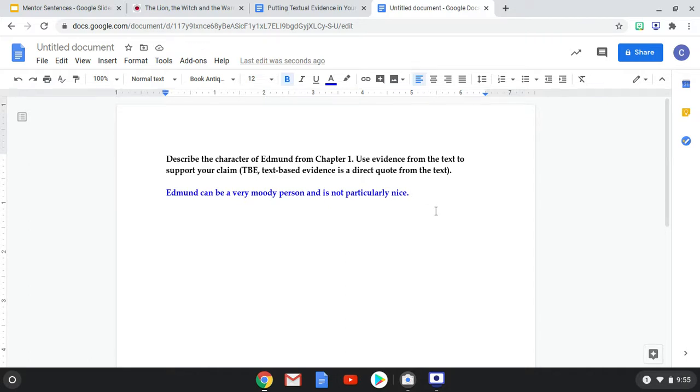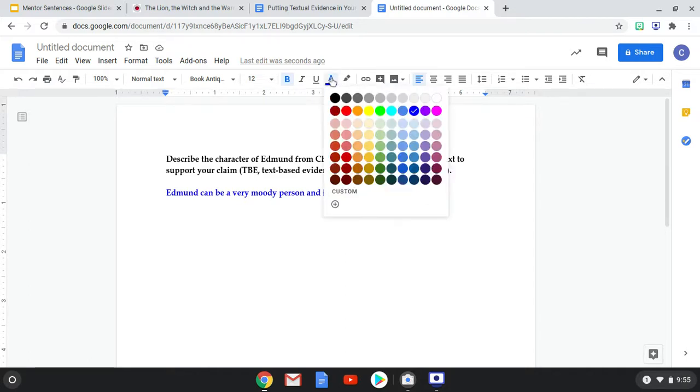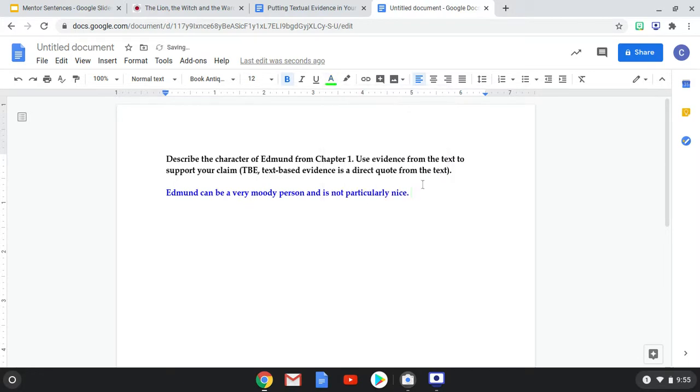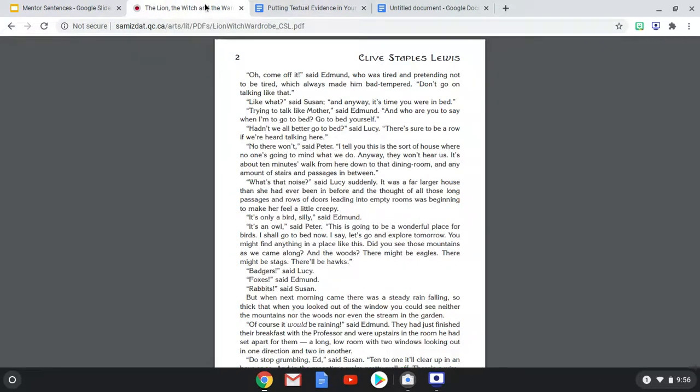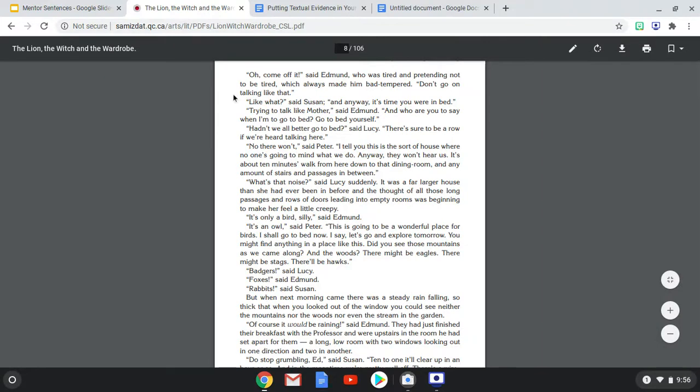I got that from the text, but now what I want to do is actually put in a direct quote. So I'm going back to, and I'm sorry, you have this in your toolbox, putting textual evidence in your writing. That's something to help you out. And I'm just kind of following that. So let's see. I like this part here where Edmund speaks to his sister, not particularly nice. So I'm going to put this in as my evidence.